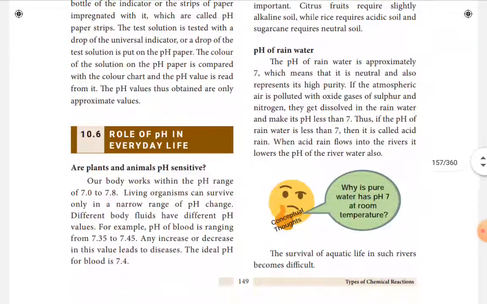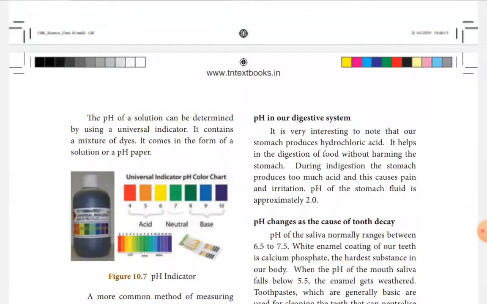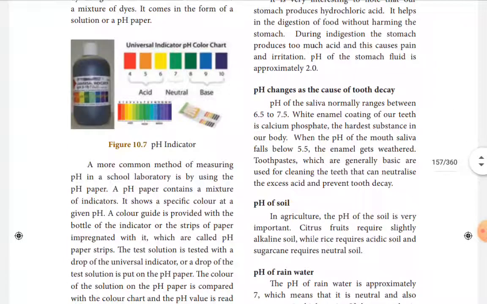Then the role of pH in everyday life: our plants and animals are sensitive to pH. Normally the ideal pH of blood is 7.4. An increase or decrease in this value leads to disease. Then in the digestive system, the stomach fluid pH value is 2, acidic in nature. Then pH changes cause tooth decay. The pH of saliva is 6.5 to 7.5.